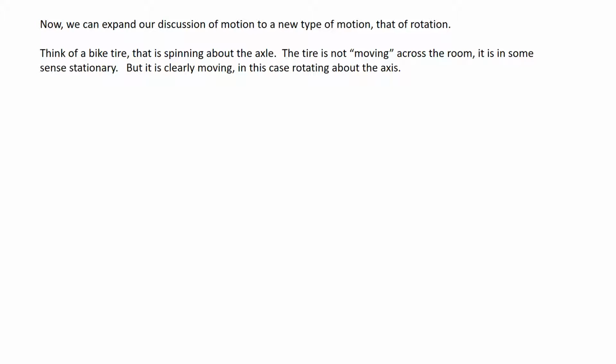All right, let's talk about some type of new motion. We're going to expand our discussion to a new type of motion, that of rotational motion. Think of a bike tire that's spinning about an axle. The tire is really not moving across the room, so it's in some sense stationary. But it really is moving. It is spinning, and so therefore we need some new physics to describe what's happening here.